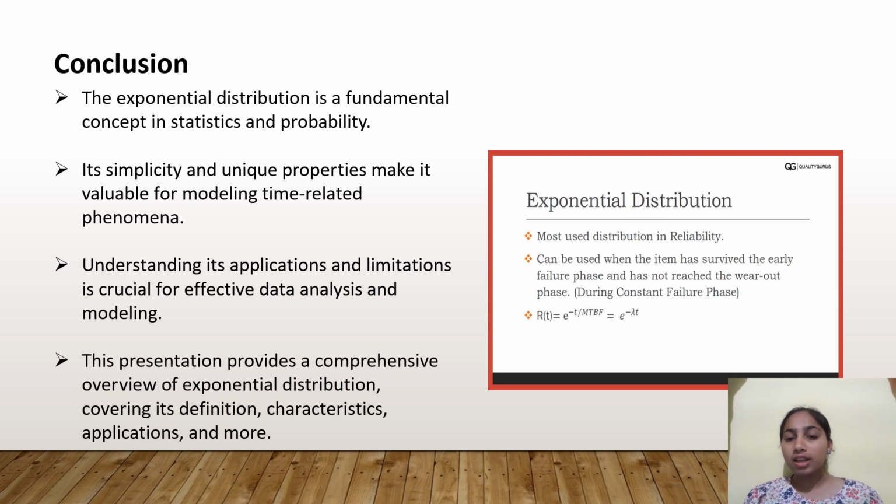In this picture, we can see the key points for the exponential distribution that are most used in reliability. It can be used when the item has survived the early failure phase and has not reached the wear out phase, that is during the constant failure phase. The formula for the exponential distribution is R of t is equal to e to the power of minus t divided by MTBF, which is equal to e to the power of minus lambda into t.